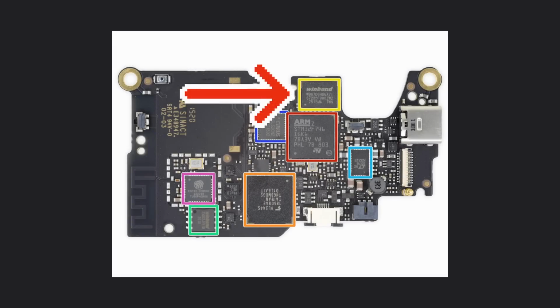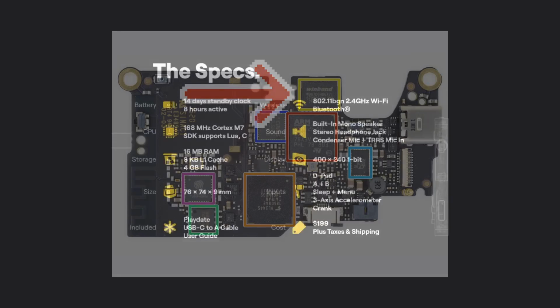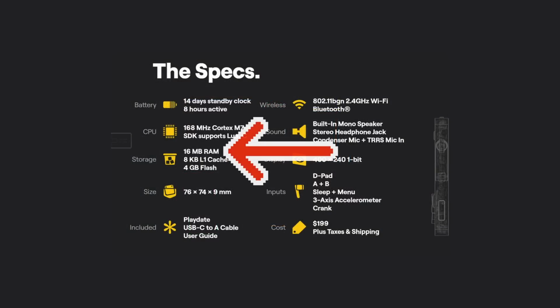The second type of RAM holds something called the heap, but you'll usually hear it referred to broadly as just RAM or memory. It sits right outside the CPU in this yellow square, and we can see on the Playdate website this holds 16 megabytes of space. That's about 4,000 times the size of the cache. But because it's outside of the CPU and larger, it's even slower to access.